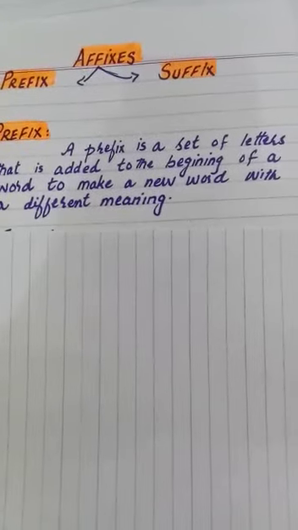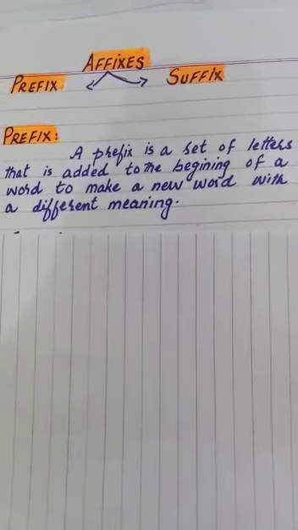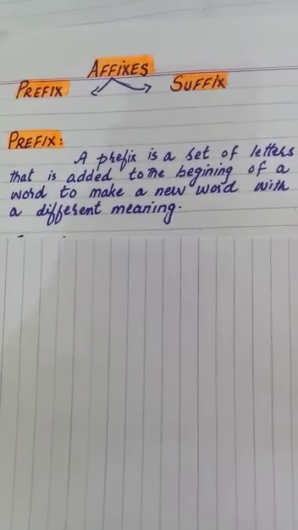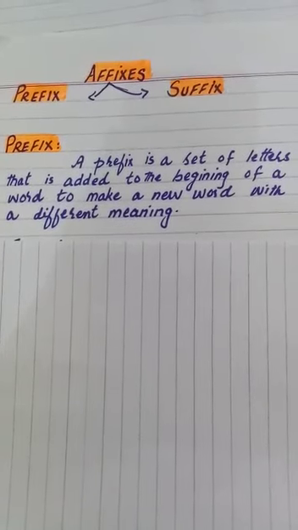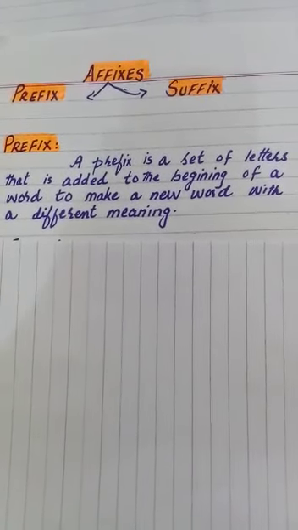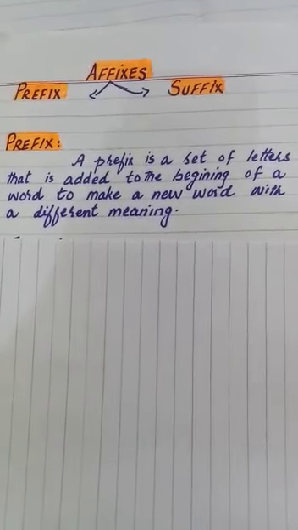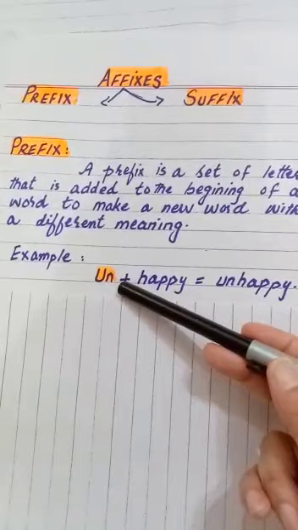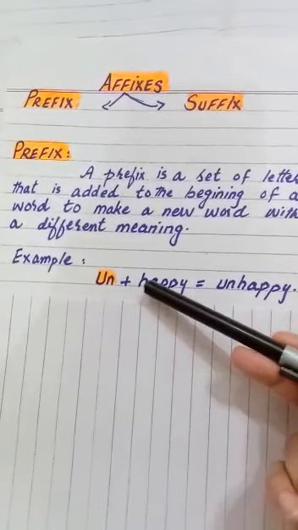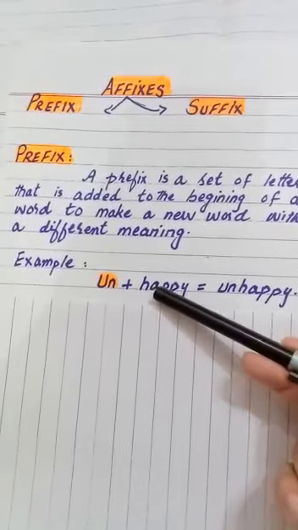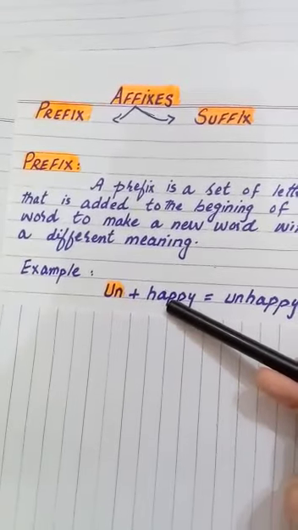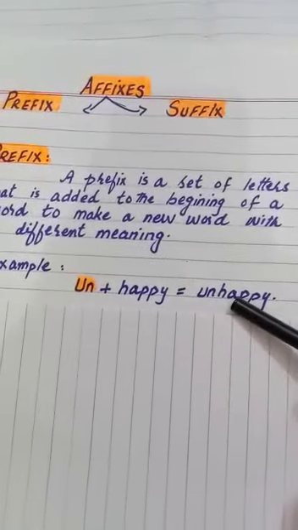A prefix is a set of letters that is added to the beginning of a word to make a new word with a different meaning. This is the same definition which I read on page number 18. A prefix is a set of letters that is added to the beginning of a word to make a new word with a different meaning. And here the example is happy. Happy is a word, and un is a prefix because it is coming before the word. This is called prefix because it is coming before. Pre means before the word. Un is the prefix, happy is the word, and unhappy is a new word.